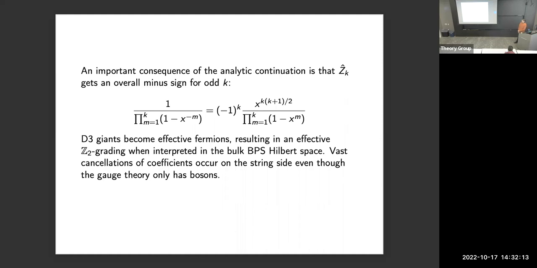And I claimed earlier that the hat BPS index is the hat BPS partition function, so it counts all the objects on the gauge theory side with positive coefficients. However, if you look at the bulk side of the formula, there are vast cancellations of coefficients, even though the gauge theory only has bosons. So what's going on?